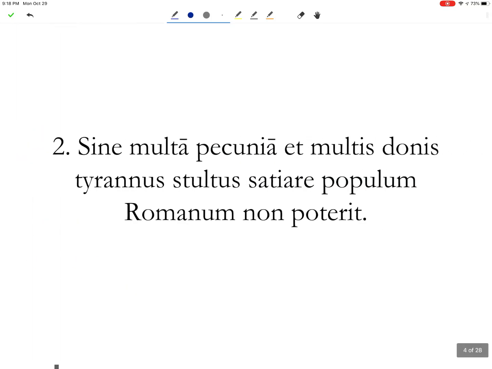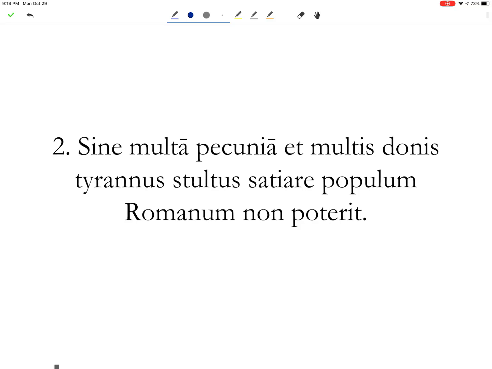Number 2. Sine multa pecunia et multis donis tyrannos stultus satiare populum Romanum non poterit. Lot going on here. Lot going on. But let's break this down into groups. I've encouraged many of you to group your words together. Well, let's do this first. Often in Latin, this is not necessarily the first way I suggest it, but I want you to work it through in some ways. Sometimes this way can be helpful. Take it in the word order it comes. In Latin, the only word that is often out of order is the verb.